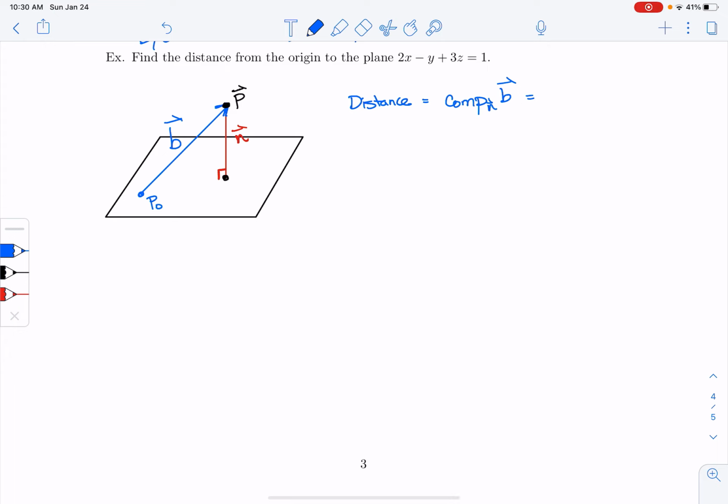Well, we've seen this previously. That's going to be B dot n over the magnitude of n. And so the best way to find the distance from the point to the plane is to find the amount of this vector B in the n direction. So to finish off this example, what we're going to do is pick a point on the plane.